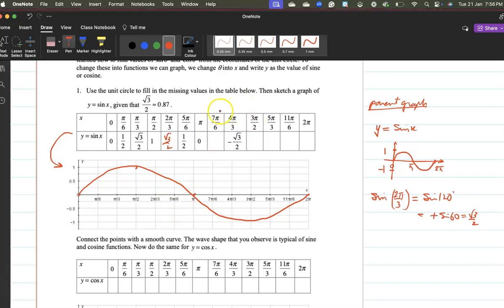Suppose we do 7 pi by 6. What is sine 7 pi by 6? You would times it by 180 upon pi. Upon 6 here, 6 threes are 18, so 210. So sine of 210 is minus sine 30, because you're in the third quadrant. So minus half.